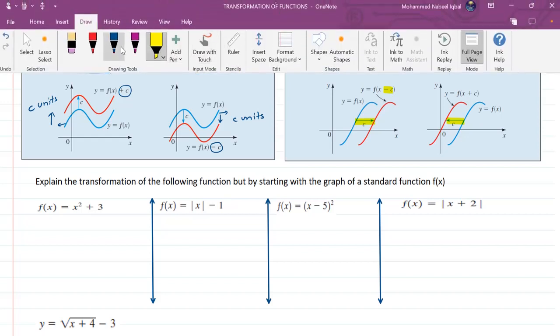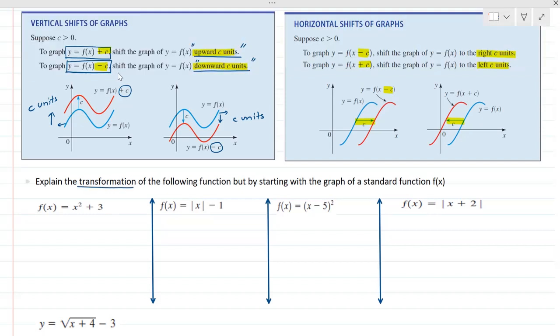Now here we have to explain the transformation. We are not going to draw the graph here. We will just explain the shifting process. Explain the transformation of the following functions, starting from the graph of the standard function. So here it is plus c, which is outside the function. This is f of x plus 3, which is outside the function.